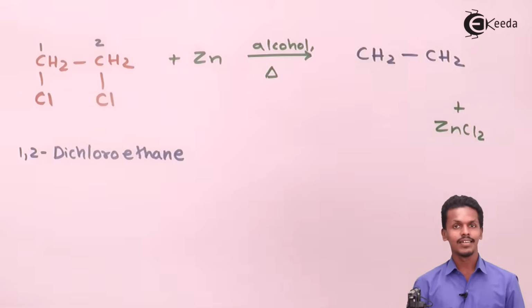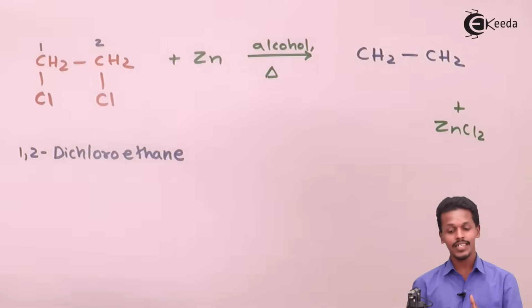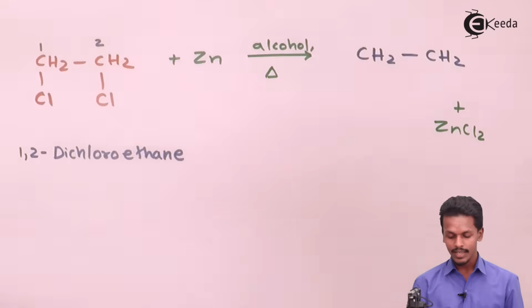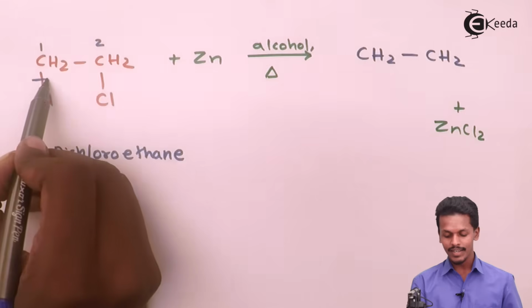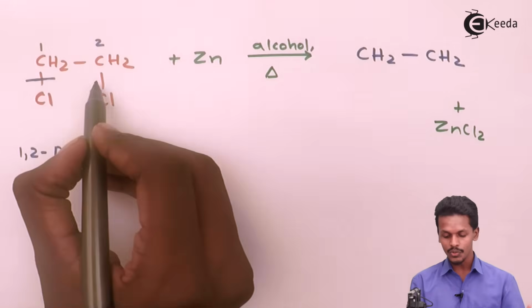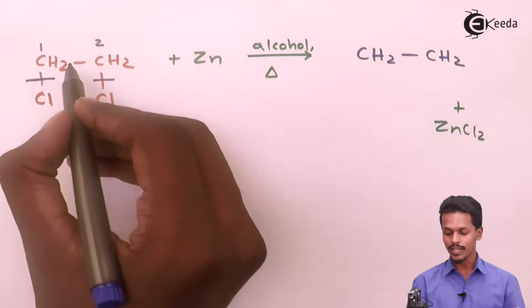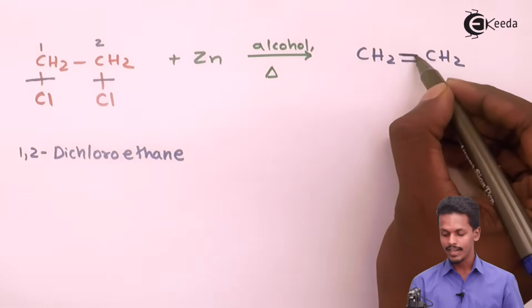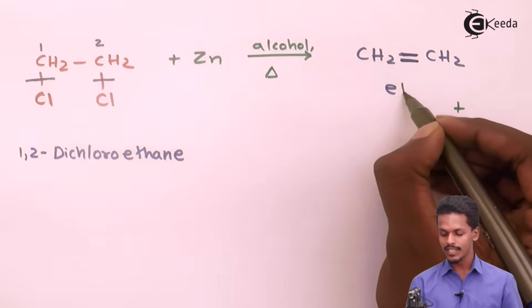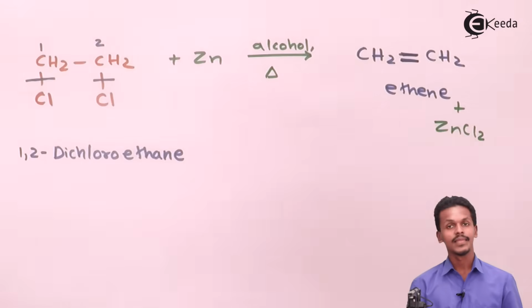But is the valency fulfilled? No, the valency is not fulfilled. What I am trying to say is the breaking of the chlorine and carbon bond can take place in homolytic fission also, so the double bond would be over here, and that's the reason we find a double bond over here, and this is known as ethene. So this is how we have converted a vicinal dihalide to an alkene.